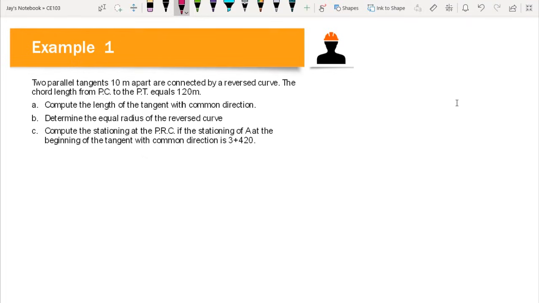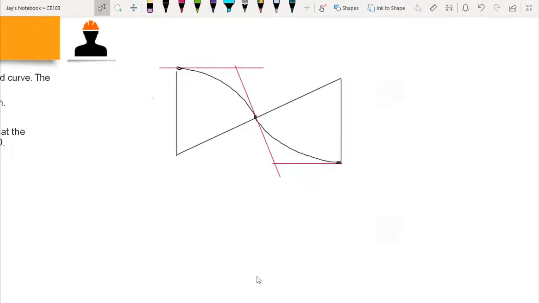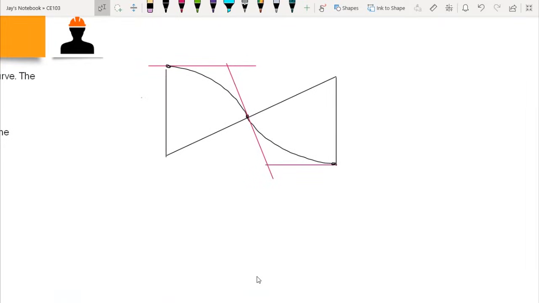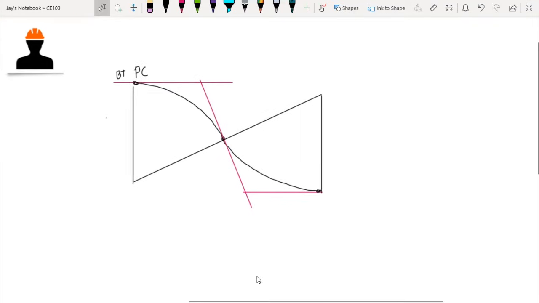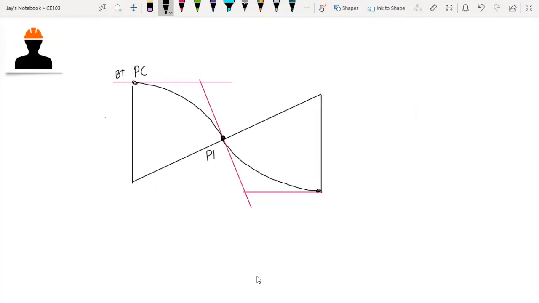So basically, this would be our figure. This would be our simple curve 1. This is our backward tangent, and this one is our PC. This point here is our point of reverse curvature, and this one is our point of tangency. Individually, they have a point of intersection. Let's say that's our PI1, or you can say vertex 1, and this one is point of intersection 2.